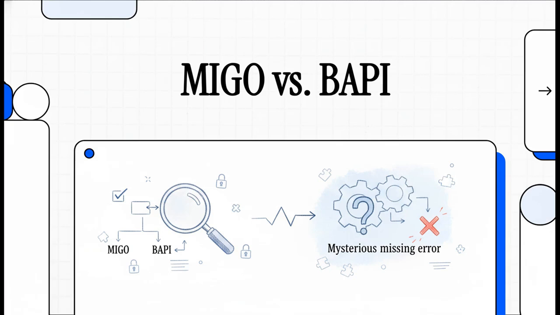All right, if you've spent any time at all in the SAP world, you have definitely seen this happen. You set up a rule, it works perfectly in one place, and then it just completely fails somewhere else. It's so frustrating. Well, today we're going to crack the classic case, MIGO versus its back-end cousin, the BAPI.